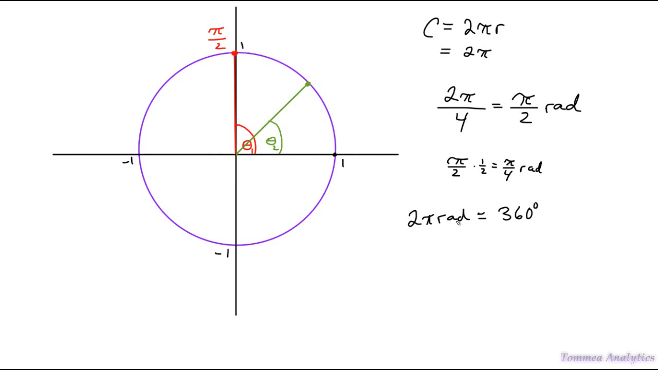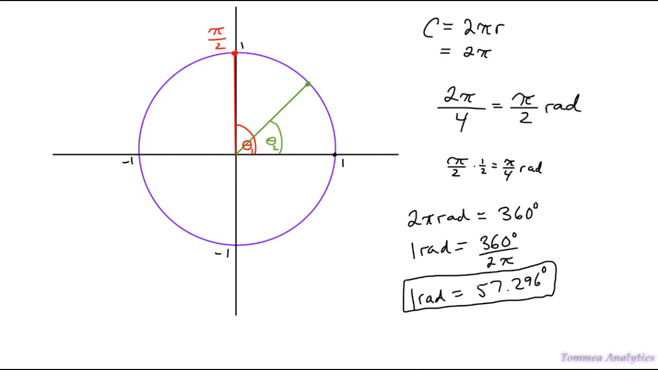Now we want to solve for 1 radian. So what we do is we divide by 2 pi on both sides. So we get 1 radian is equal to 360 degrees divided by 2 pi. Now when we take the 360 and divide by 2 pi, we get 1 radian is equal to 57.296 degrees.